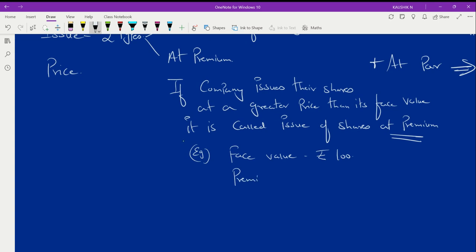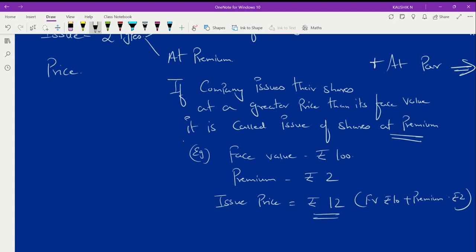You're issuing at premium. Okay, the premium value has been given. Premium of 2 rupees. So the issue price will be rupees 12. How? Face value rupees 10 plus premium rupees 2. Adding these two, you will get 12.